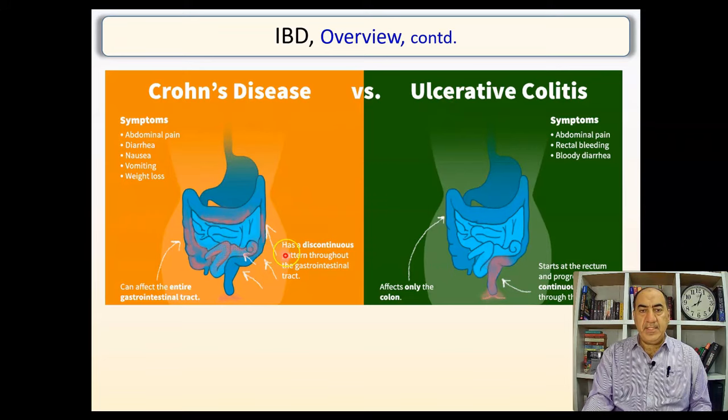For Crohn's disease, it has a discontinuous pattern, as you see here: inflammation, no inflammation, inflammation, no inflammation. This pattern throughout the GIT is called skip lesions, and it is characteristic of Crohn's disease. It can affect the entire GIT, but as we said, most commonly the ileocecal area or ileocecal junction.